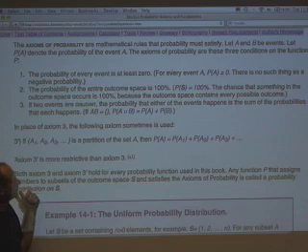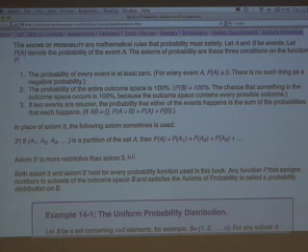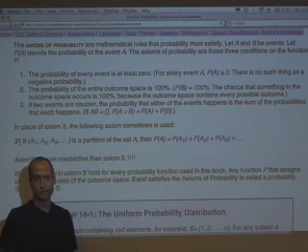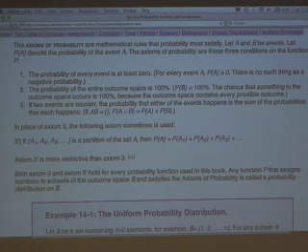Second thing is that P of the entire outcome space, the probability of S, has to be 100%. That is, it's certain that something is going to happen. If the probability of something is 100% or 1, it's said to be sure or certain. Doesn't mean it has to happen, just means the probability that it happens is 1.